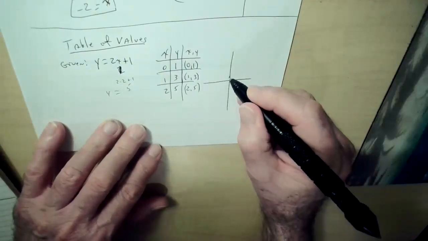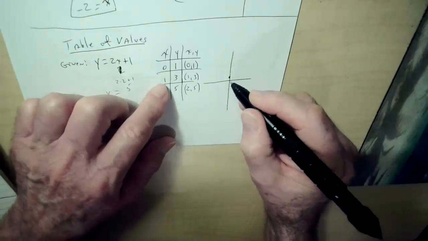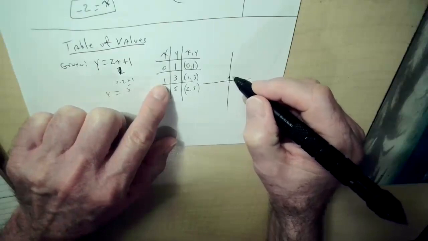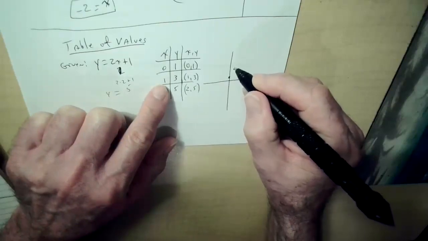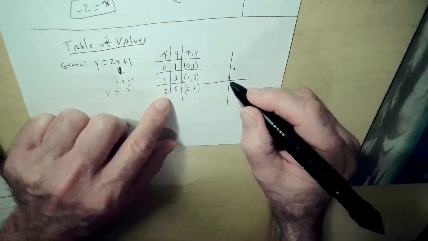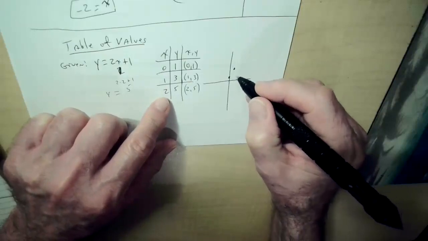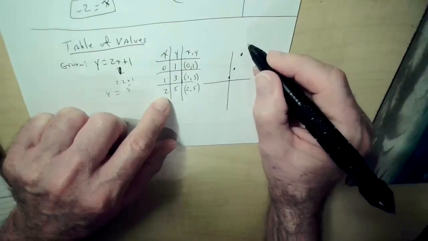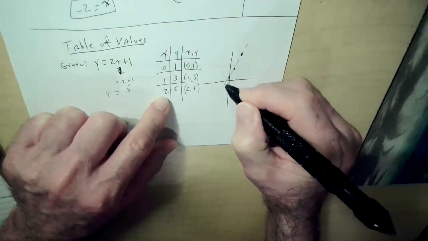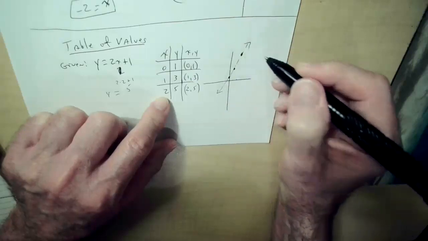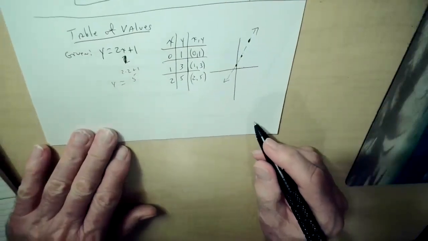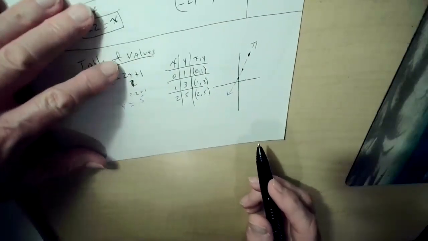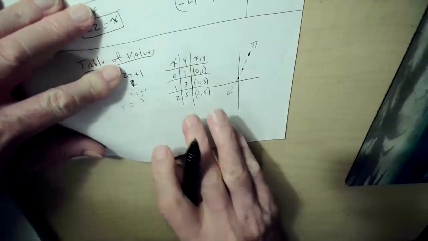So let's see. 0, 1 is right there. 1, 3, to the right 1 and up: 1, 2, 3. And 2, 5: 1, 2, 1, 2, 3, 4, 5. Did we make a nice, straight, pretty line? Kind of. Okay, this is called the table of values.